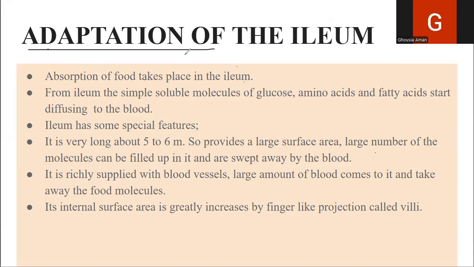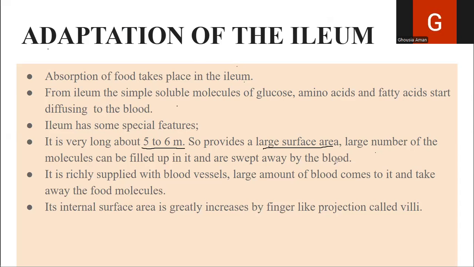So क्या features है देखो. तो features ये हैं कि absorption of food takes place in the ileum. From ileum, the simple soluble molecules of glucose, amino acids, and fatty acid start diffusing into the blood. Ileum has some special features. What are those special features? It is 5 to 6 meters long. So it has a large surface area.